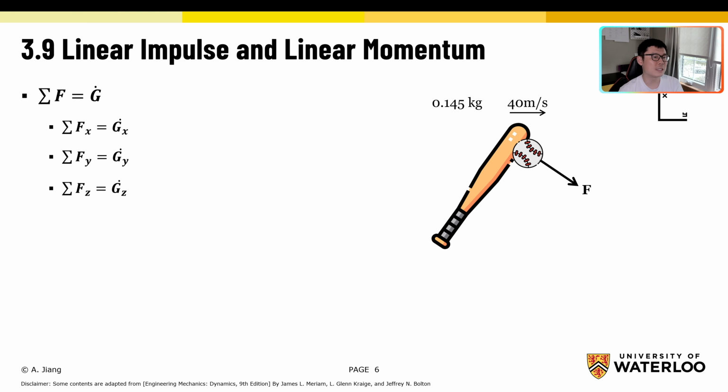Since I mentioned the similarity between F equals ma and G equals mv, same as what we did before, we can break forces into different components. We can do the same for linear impulse. We can break it into different directions, Gx, Gy, and Gz.